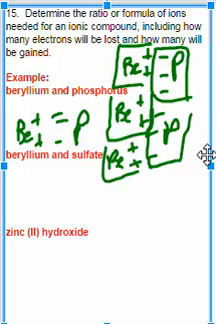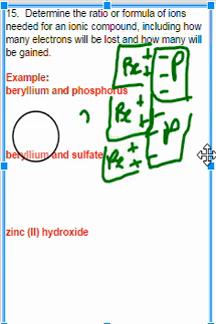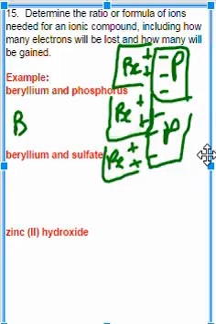So the least common multiple is for 3 berylliums to lose 6 total electrons and 2 phosphorus to take those 6 total electrons. And that then gives me the ratio of 3 to 2, or the formula would be written Be3P2.